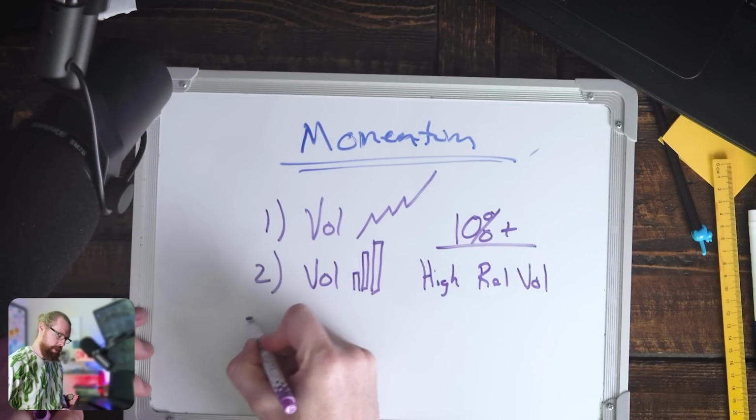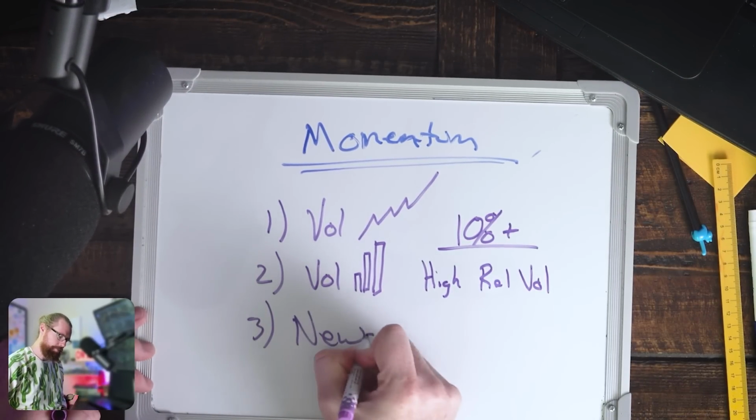And what I particularly like is high relative volume. Relative volume is the measure of today's volume relative to what's normal over the last 14 days. So if normal volume over the last 14 days is 100,000 shares a day, and today it's trading 10 million shares of volume, you've got 100 times higher than average. That's phenomenal. What's the reason you've got 100 times higher than average? Number 3, news.